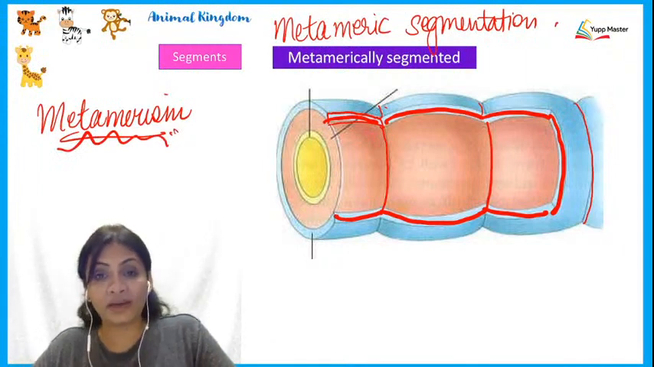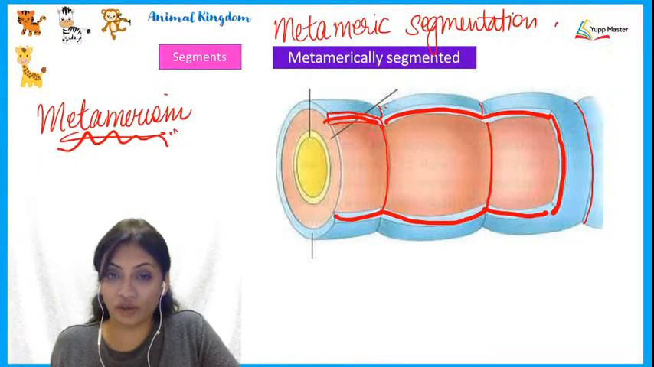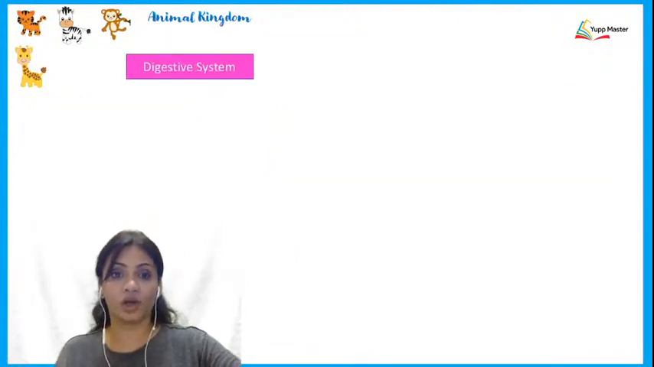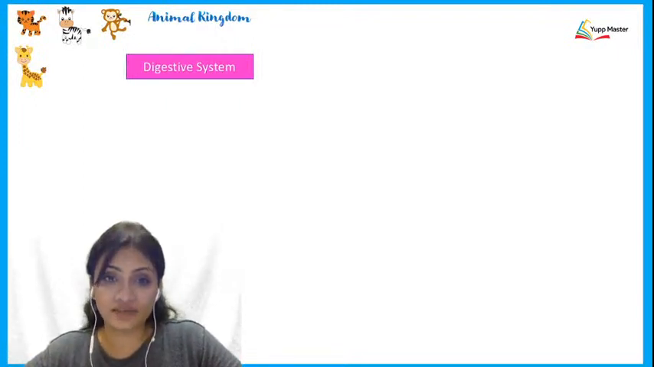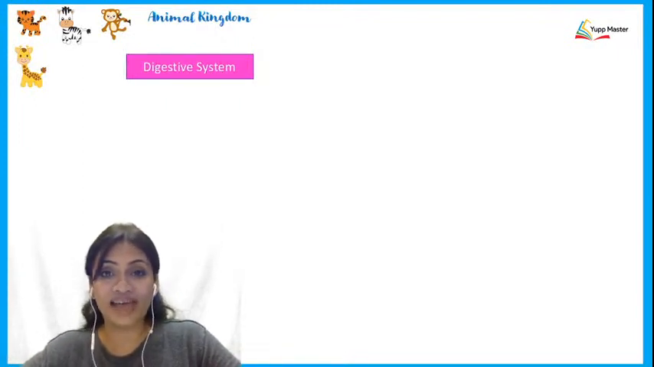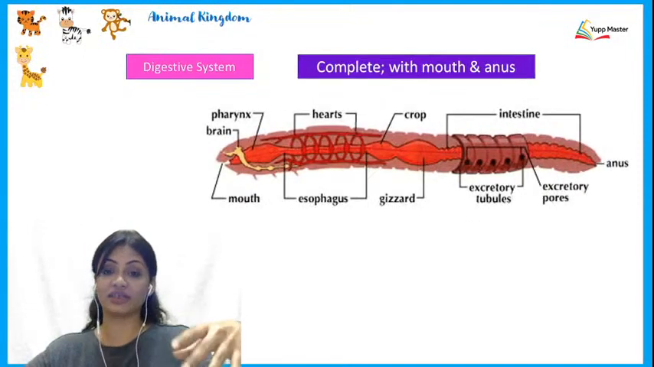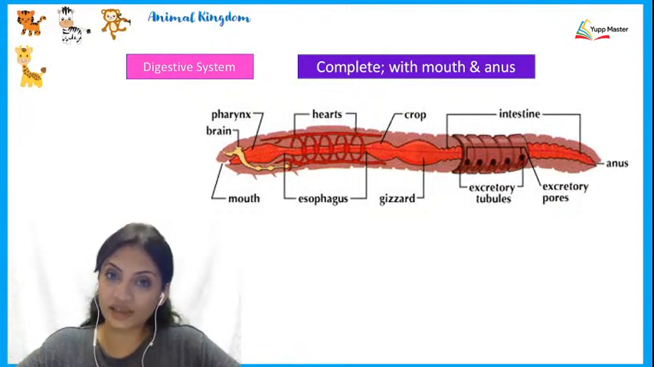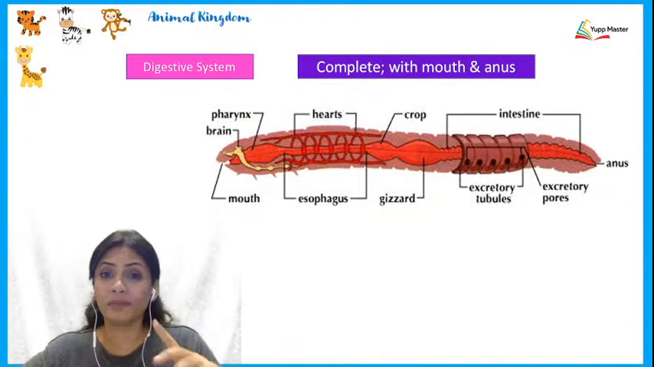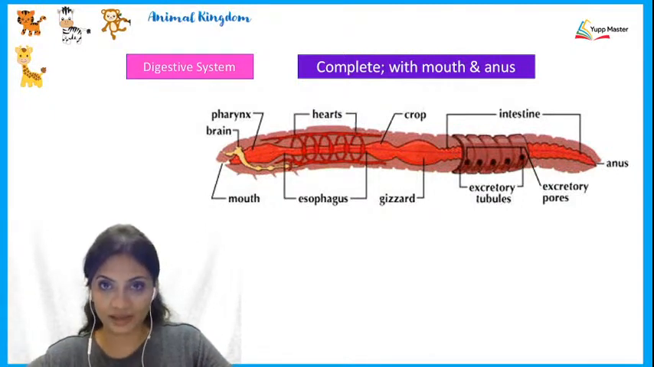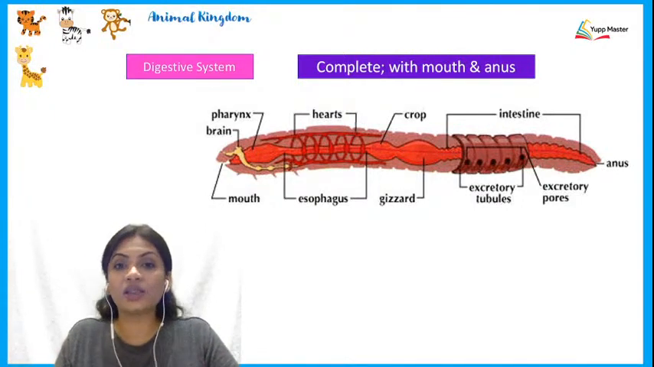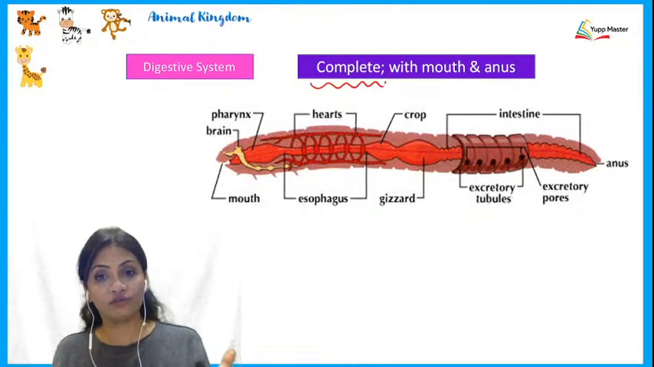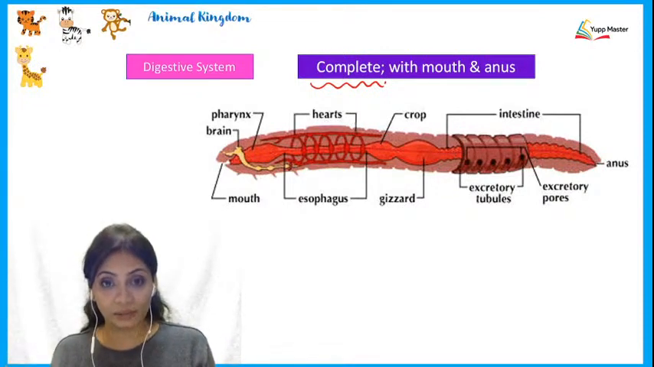Not all annelids, but the earthworms, the most important ones which we are going to be studying, are metamerically segmented. Alright. Now, talking about the digestive system of an annelid, remember, digestive systems could be either incomplete or complete. Incomplete digestive systems have only one opening for the mouth and the anus. Annelids have a complete digestive system, so there is a mouth on one end and an anus on the other end of the animal.